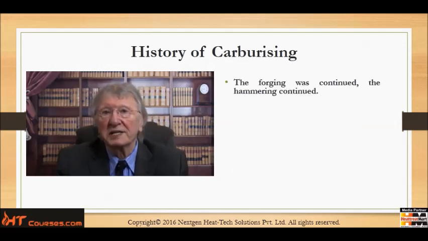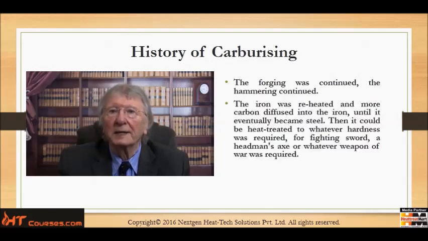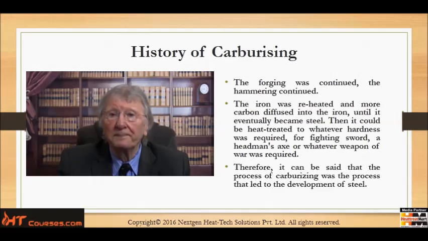The forgings continued, and the hammering continued. The iron is reheated and more carbon is diffused into the iron until eventually it became steel. Then it could be heat treated to whatever hardness was required, for a fighting sword, a headsman's axe, or whatever other weapon of war was required. Therefore, it can be said that the process of carburizing was the process that led to the development of steel.